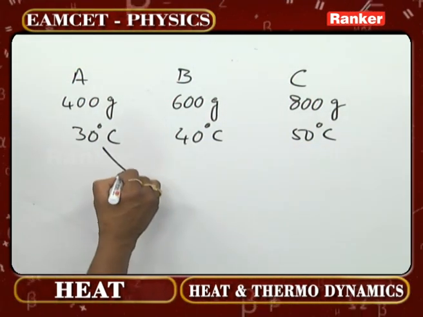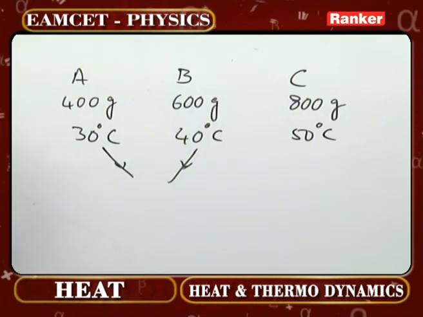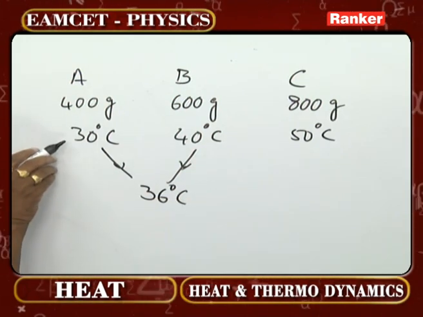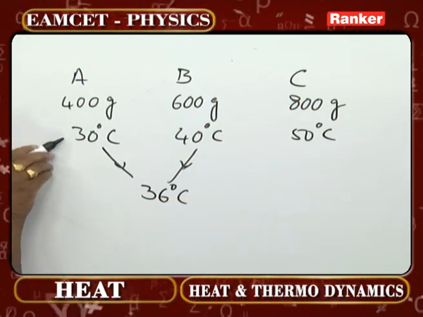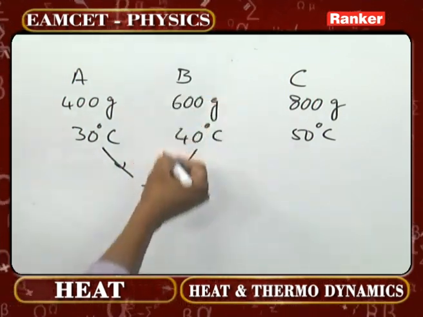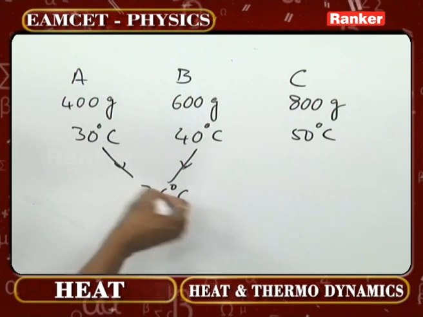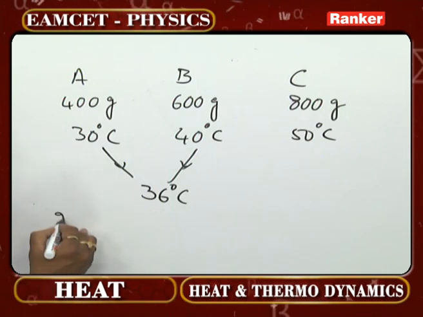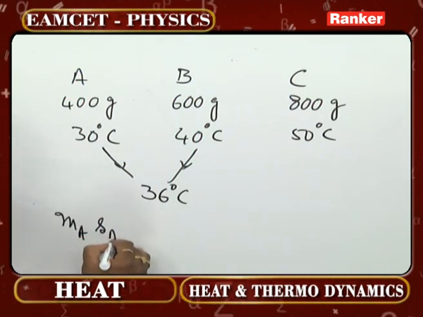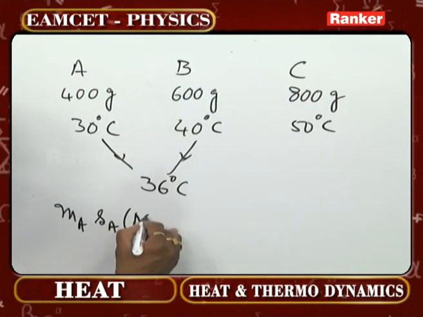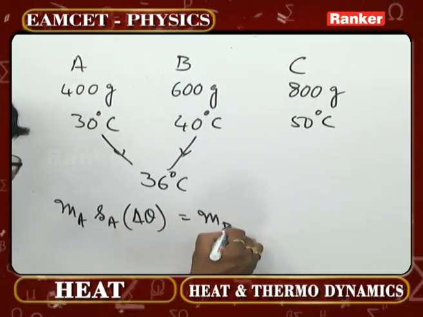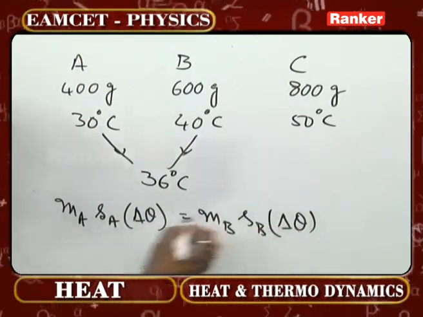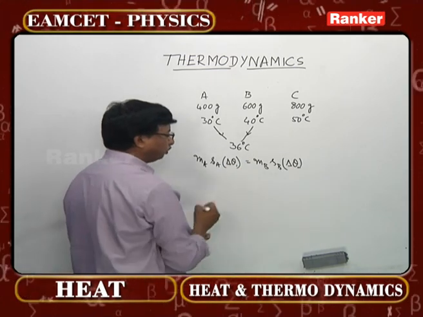Now when A and B are mixed, what is happening? The resultant temperature has become 36 degrees. What should you understand? 30 degrees of A is increasing to 36, whereas 40 degrees of B is coming down to 36. That means A is gaining heat energy, B is losing heat energy. How to write this equation? MA into SA into delta theta is equal to MB into SB into delta theta. Here it is the rise in temperature, here it is the loss in temperature. This is theta 1, you take this theta 2, for example.